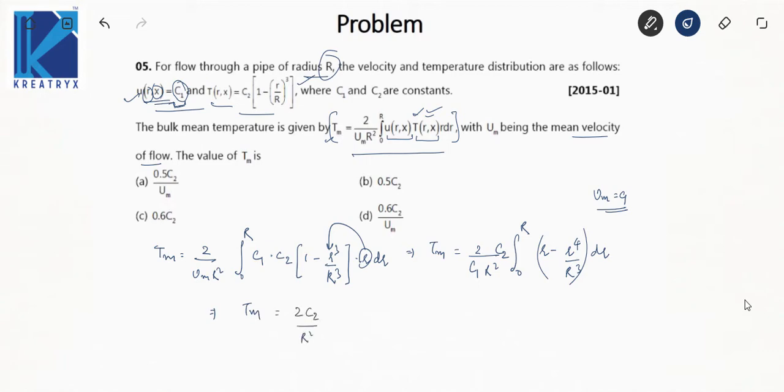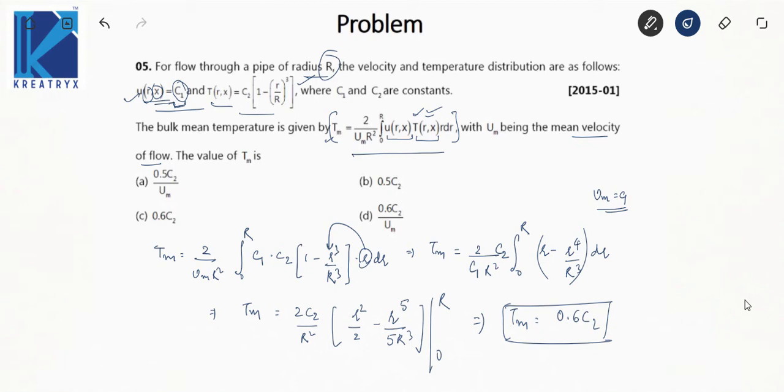Integrated, Tm is equal to 2 C2 by R square times, this will be r square by 2 minus r raised to the power 5 upon 5 R cube, from 0 to R. Solve this, you will get Tm is equal to 0.6 C2. A 2 minutes question and students will leave this. You can fetch extra 2 marks, and that means a lot in the GATE exam. Next question.